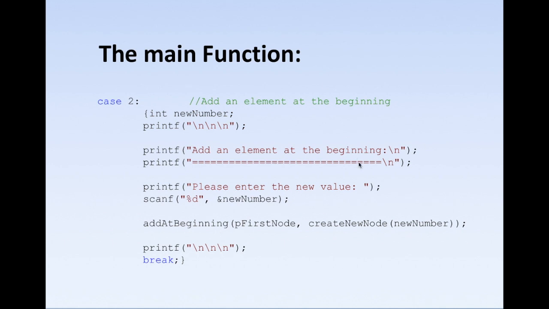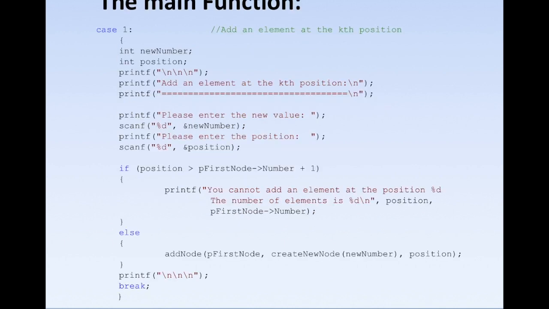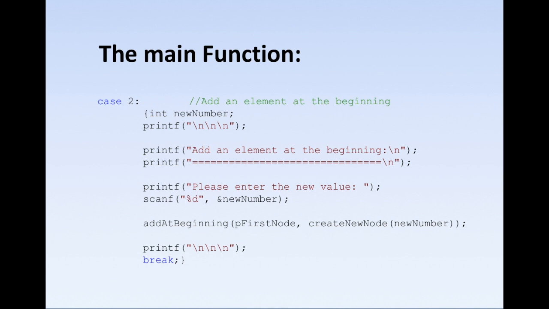In case 2, if you select case 2, you can add an element at the beginning of the linked list. So case 1, you can add an element at any position. Case 2, you can add an element at the beginning of the list, and that's why we input the number from the user, use create node to create a node using this number, and we call the function add at beginning so that we add this new node at the beginning of p first node. We have already implemented the add at beginning function.